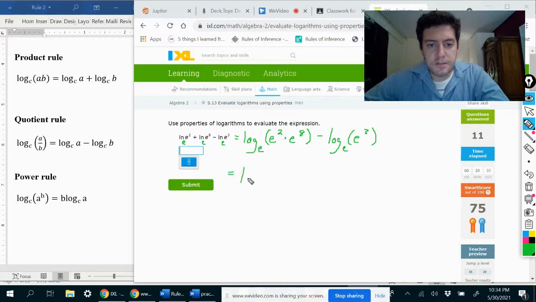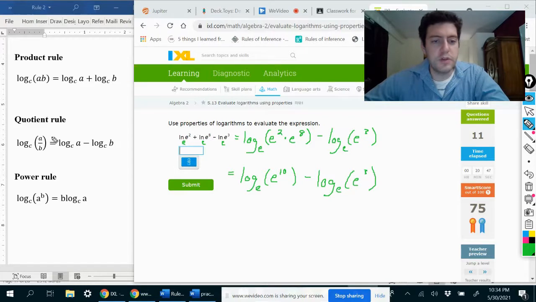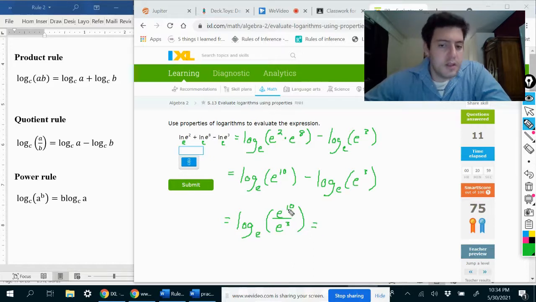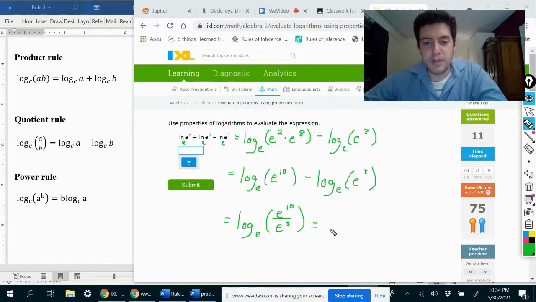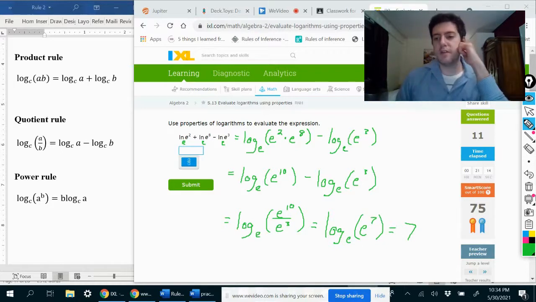Okay, so this is e to the 10th, since we would add the exponents over here, minus log of e to the 3rd. And now we would use the quotient rule. Since we see subtraction over here, we would divide this and this. So this is the log base e of e to the 10th divided by e to the 3rd. Using the laws of exponents, we would subtract these exponents and write e to the 7th. And then this would be 7, since log base e of e to the 7th is 7.